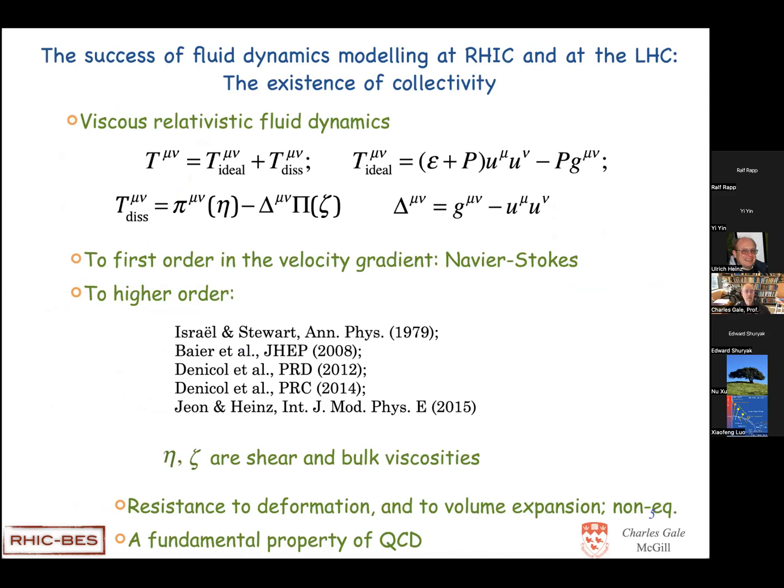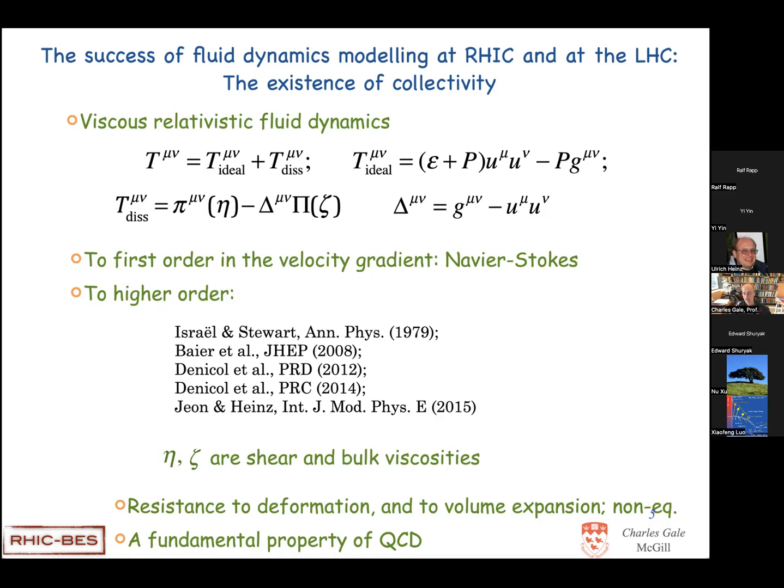So the energy momentum tensor is split up into two pieces, an ideal piece and a dissipative piece, which contains shear and bulk viscosities. And the name of the game now is to incorporate shear and bulk viscosities in the calculation and to try and extract this from the data. Okay, fine. What do those quantities really mean?